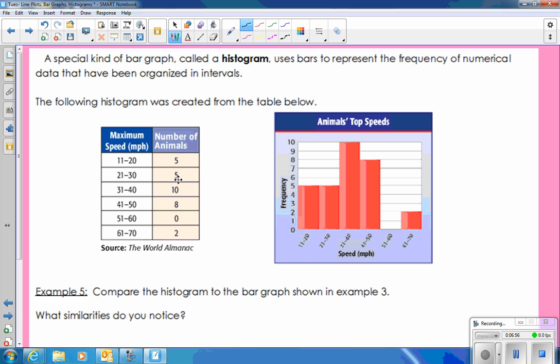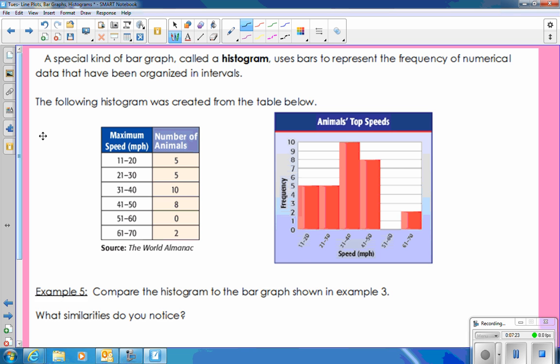21 to 30, there are also 5 of those. 31 to 40, there's 10 of those. So what that allows us to do is look at more of a range, which is sometimes more meaningful. You might have one animal that runs 31, and you might have 6 that run 35, and it's going to be more meaningful to look at those in this particular circumstance as a group instead of as separate individual speeds, because otherwise you'd basically never get done.